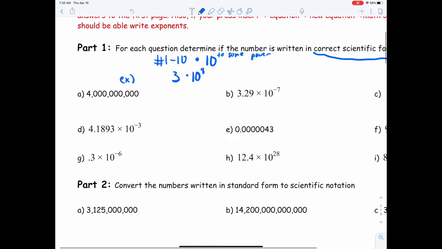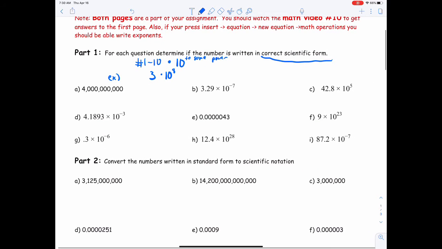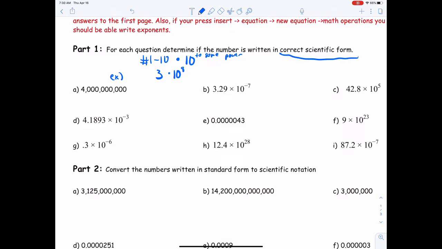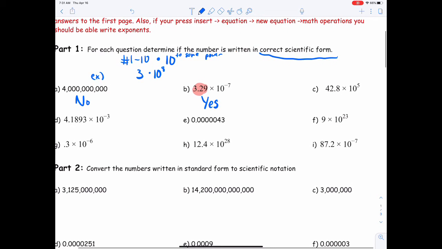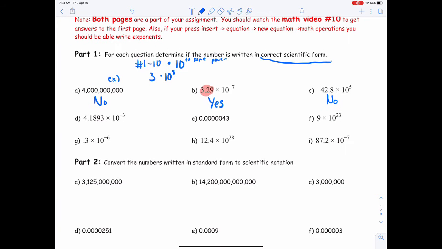Okay, so let's tackle this stuff here. For each question, determine if it is written in correct scientific notation. Well, A is no, because that's just normal. That's called standard form. That's 4 billion right there. B, let's see, is this number between 1 and 10, 3.29? Yeah, that's between 1 and 10. And we're multiplying it by 10 to some power, even though it's negative, it doesn't matter. So, yes. For C, 42.8, is that a number between 1 and 10? Nope, right away, not in scientific notation.